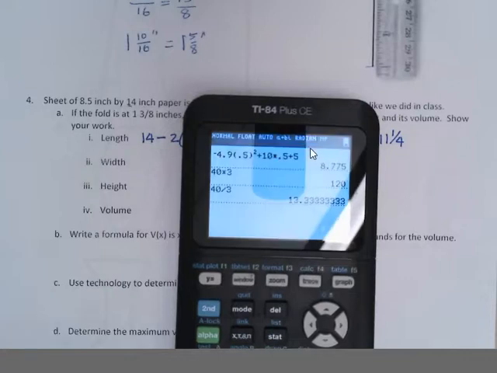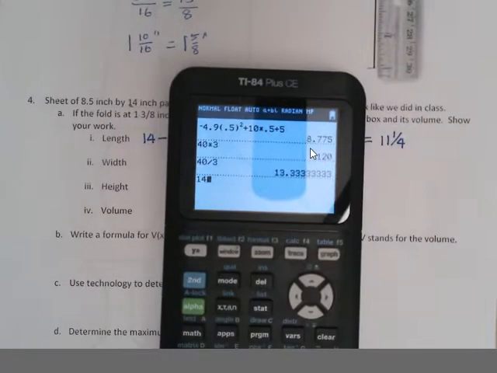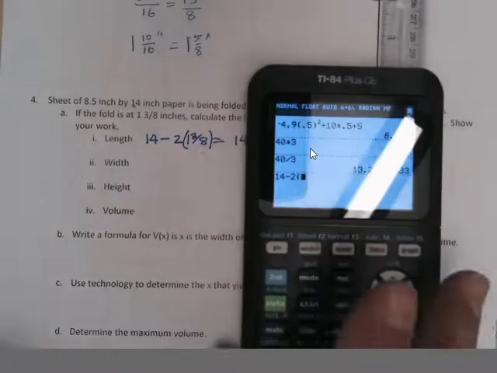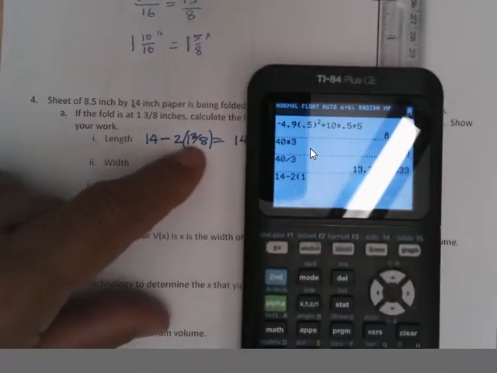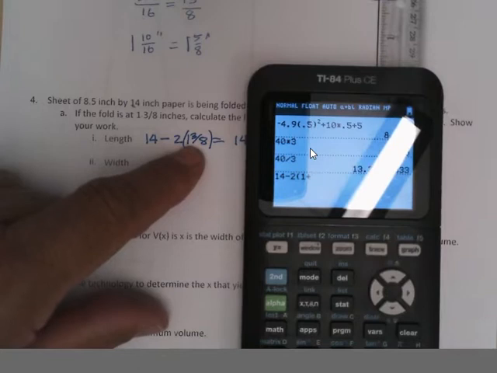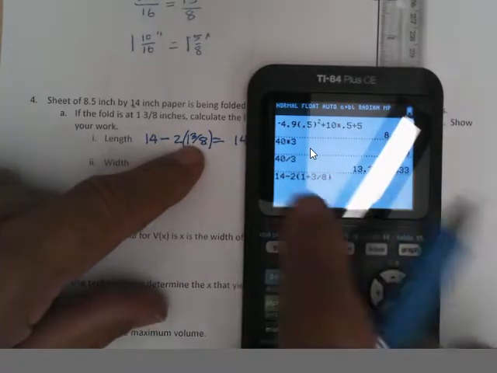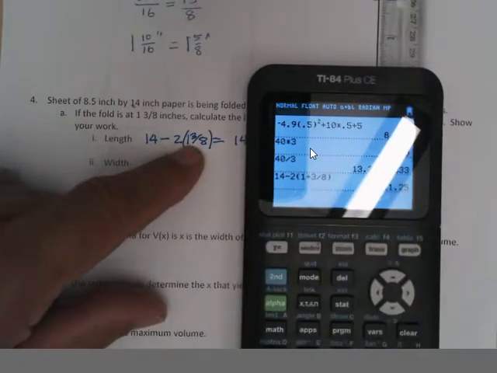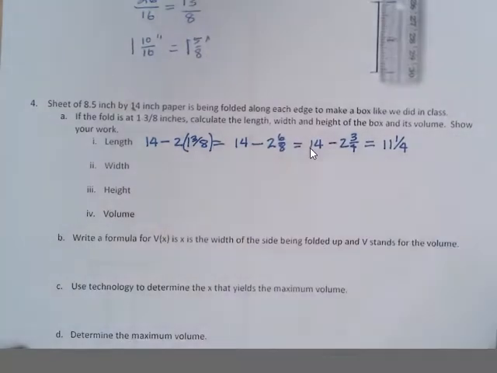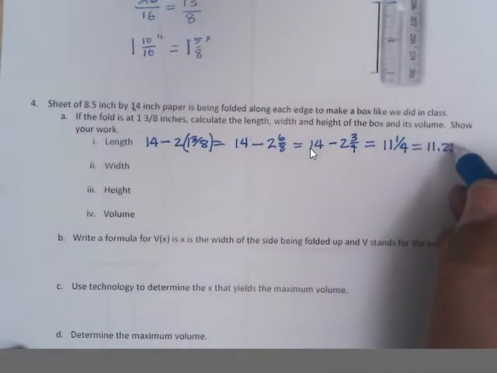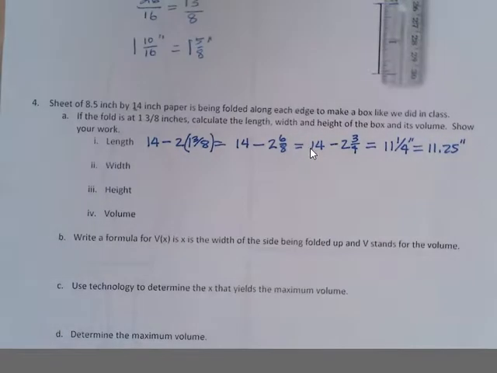If you want to do it on the calculator, 14 minus 2 parenthesis 1 plus 3 divided by 8. So you do 1 plus 3/8, 2 of those taken away from 14. And you get 11 1/4 inches, 11.25. And that's inches. Double mark as inches.